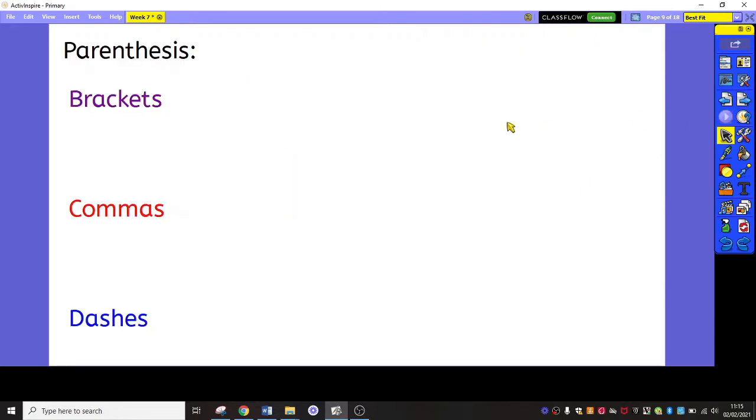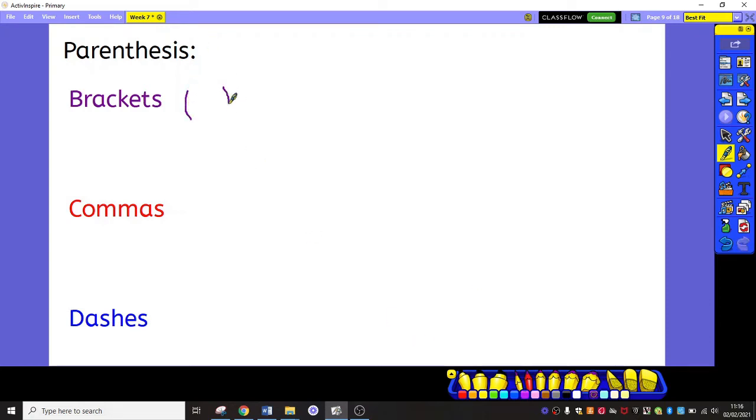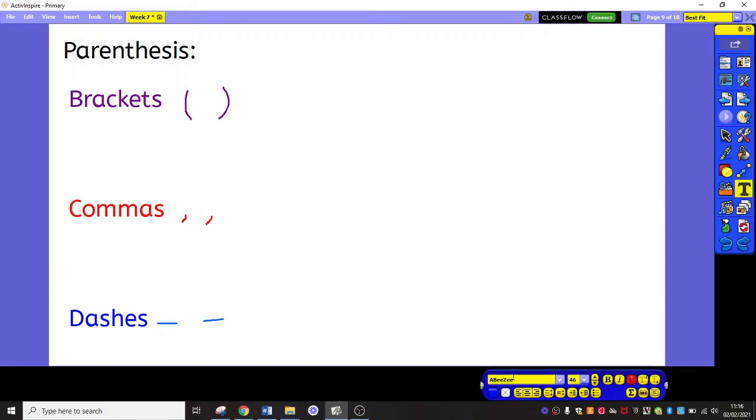So in order to do that, we need to look at something that we've briefly touched on throughout the year, which is parenthesis. Now, parenthesis comes in 3 main forms. It comes in brackets, which look like this. It comes in between commas, or it can come in between dashes. And parenthesis is an extra clause and extra information to give our text some detail.